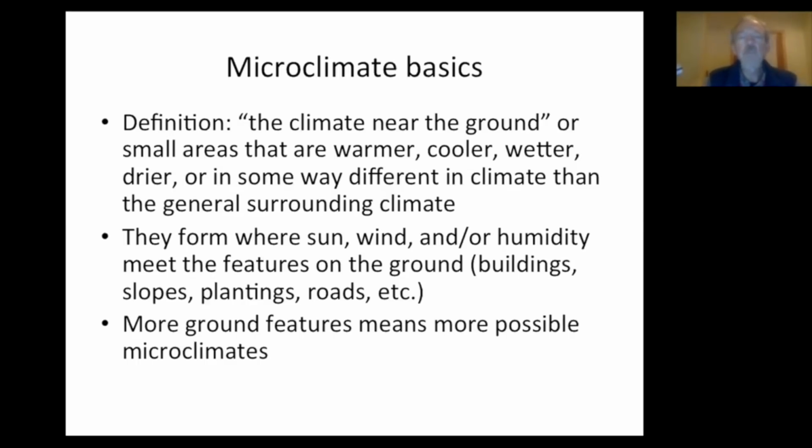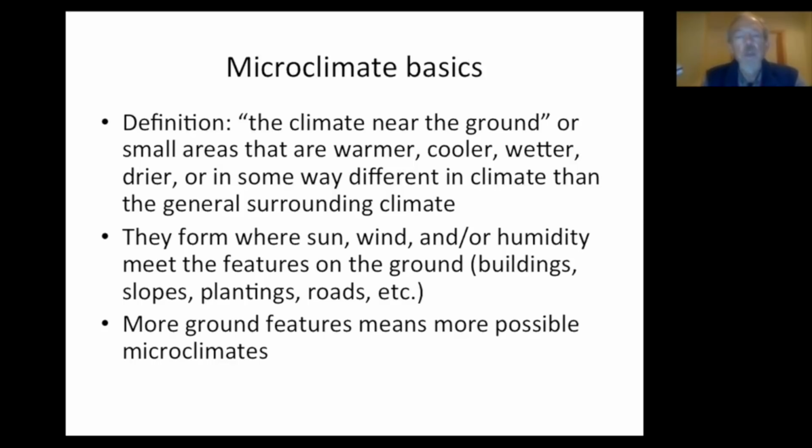And the technical definition is simply the climate near the ground, as opposed to the overall climate. But what that simply means is relatively small areas that are somehow a little bit different from your overall climate. They might be a little bit warmer or cooler or more humid or drier, but in some ways different from the general climate, or places that kind of mitigate the effects, windbreaks or shade to cool things off, those sorts of things.